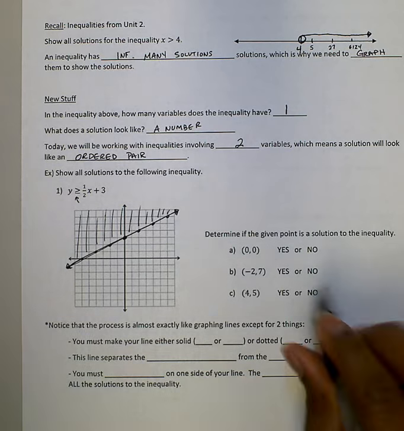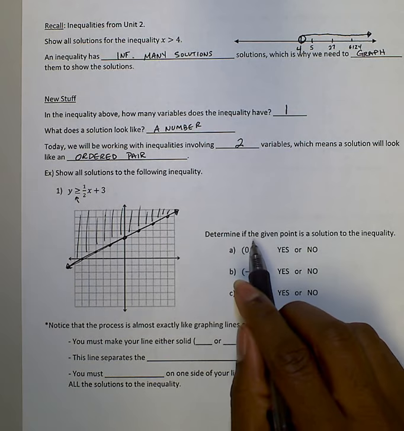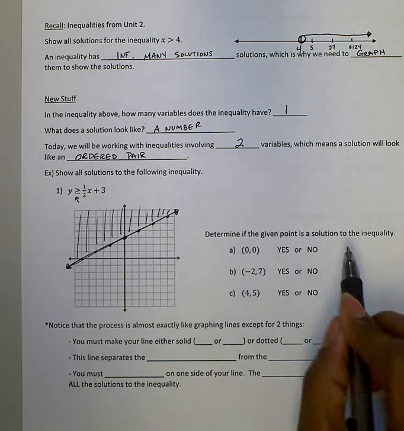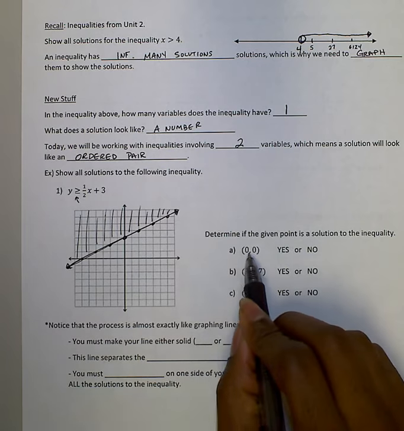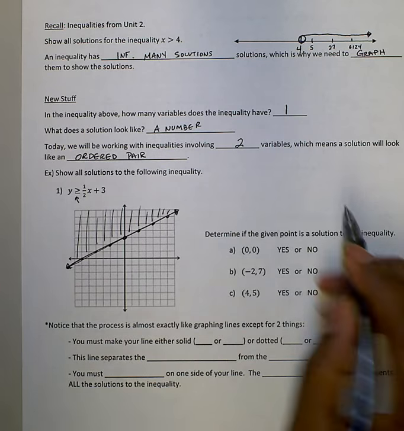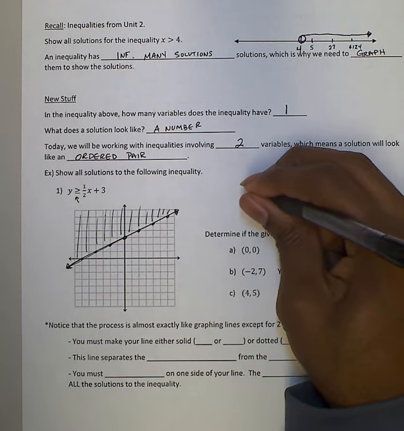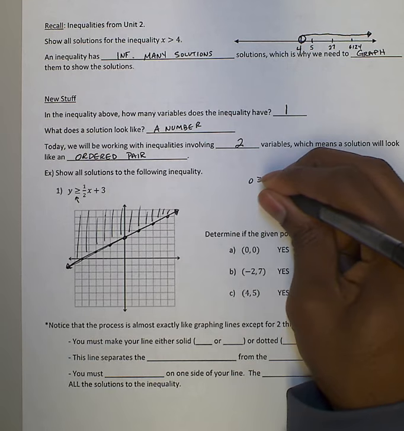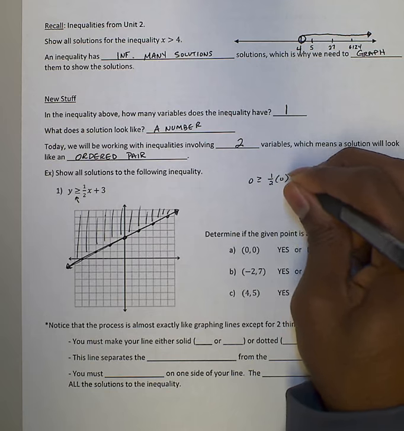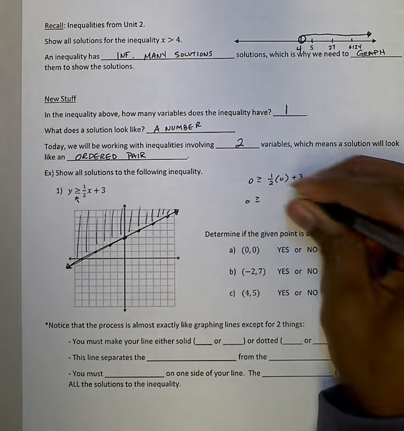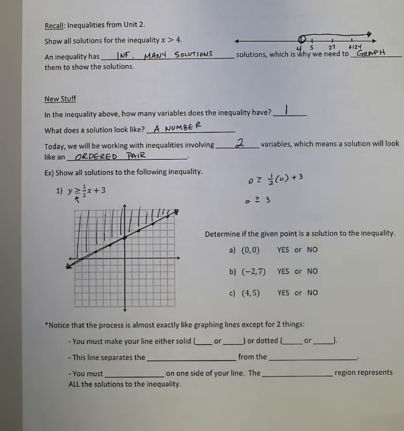Okay, and so it says determine if the given point is a solution to the inequality. We can do this by plugging in the values and seeing if it works out. So for (0, 0), I could plug in 0 is greater than 1/2 times 0 plus 3. And then 0 is greater than 3. Is 0 greater than 3? No.